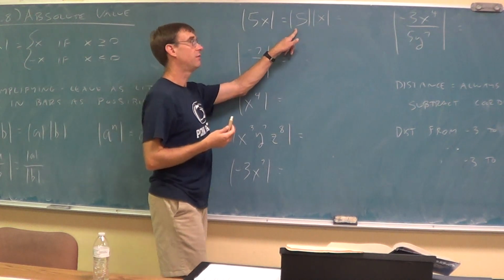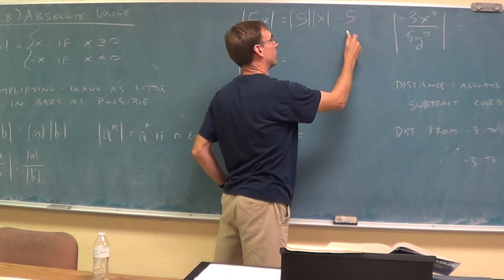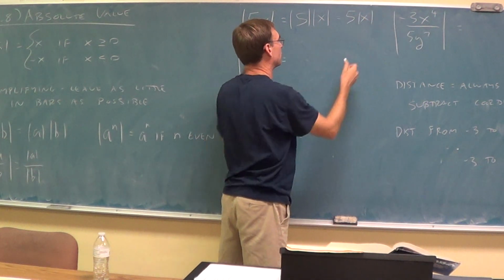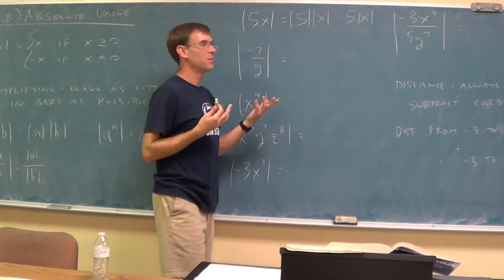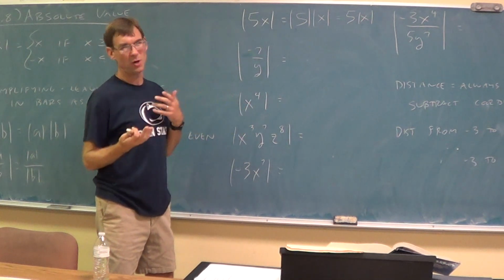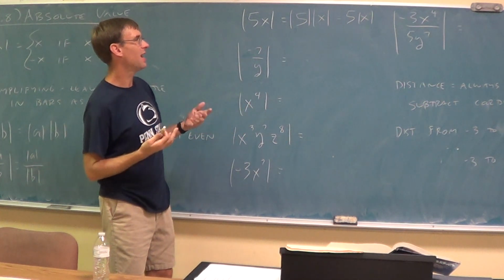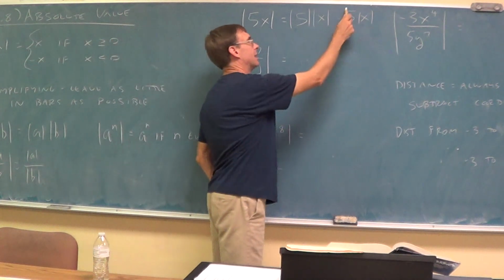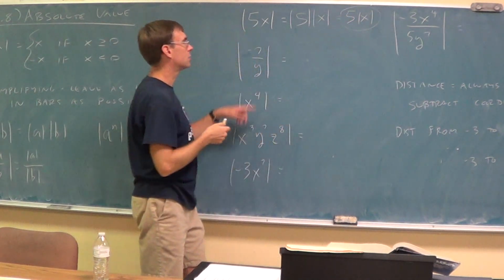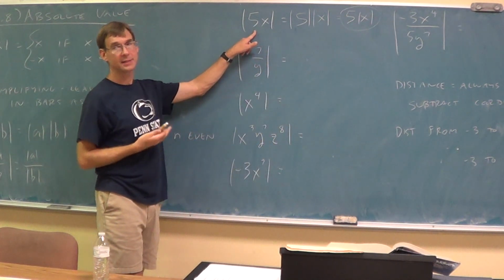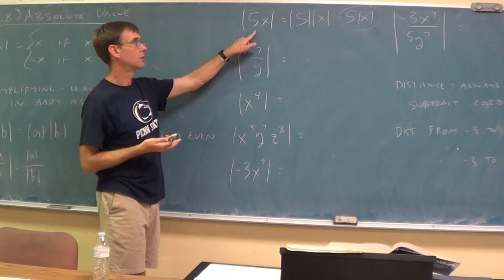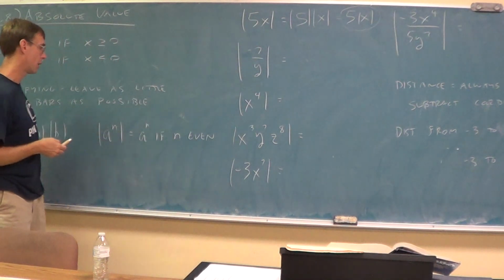The absolute value of 5 is 5. The absolute value of a variable, that's a little bit mysterious. You don't know if the variable is positive, negative, 0, what it is. You can't really touch that. This is considered a simpler answer than this because there's less stuff in the bars. So that's one rule we can work.